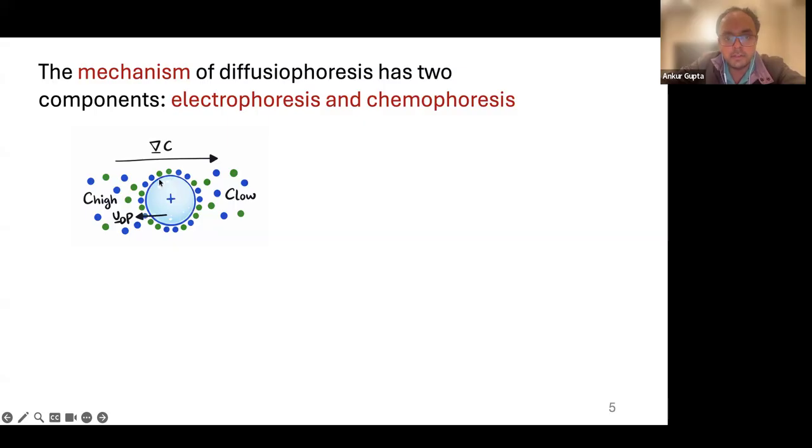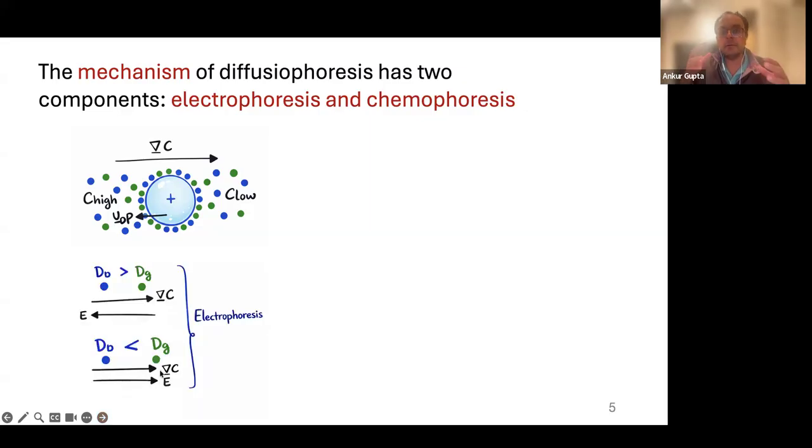And let's imagine we have positively charged particles. So the positive signs are given by blue, and the negative is the green sign. And let's again imagine that you have a concentration gradient with high being the left side, low being the right side. Now, the electrophoresis part is that if my ions have different diffusivities, so let's imagine that the blue ion has a higher diffusivity, so it'll try to move faster. And now it's a positive ion.